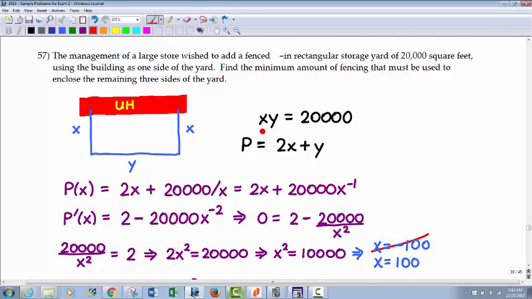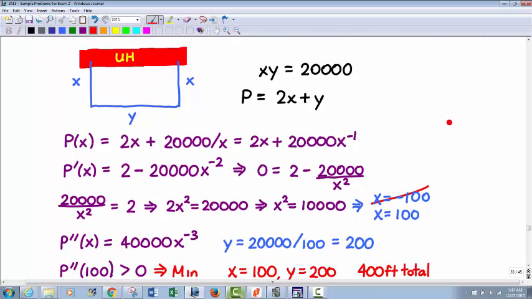Okay, so now we have that x times y will equal 20,000. I labeled them the same way I did the last problem. I used p for perimeter, but it's not critical what variable you call that. The perimeter would be 2x plus y. So y would equal 20,000 divided by x in this equation. So it's 2x plus 20,000 divided by x.